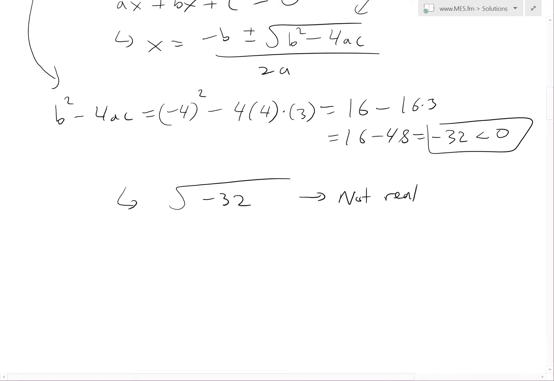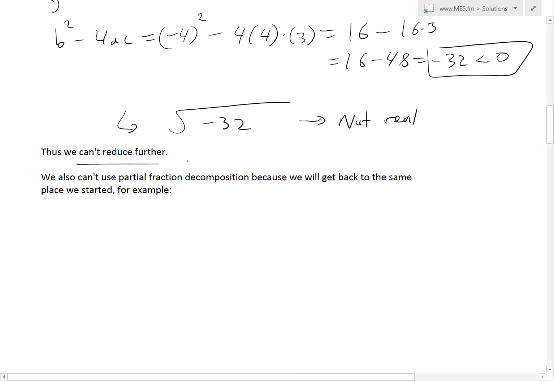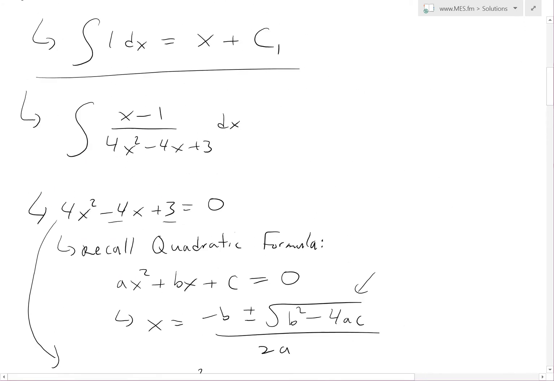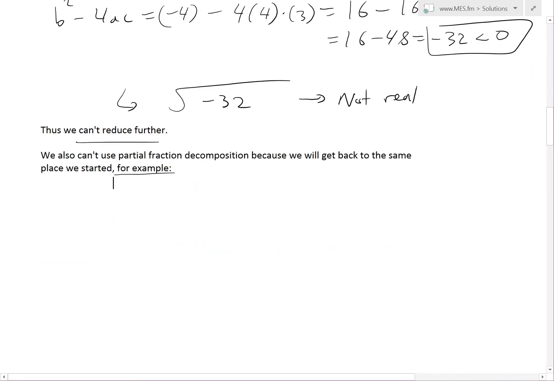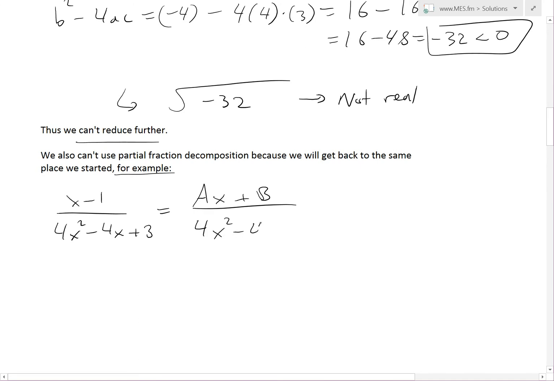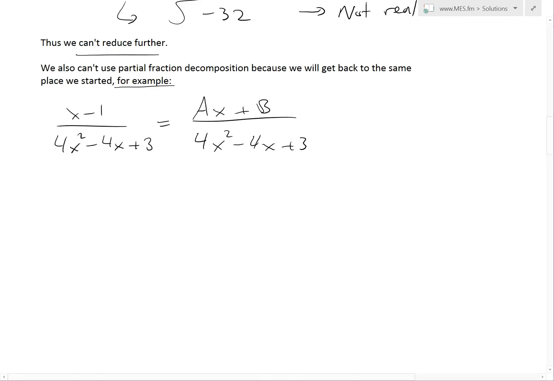These are imaginary numbers. So thus we can't reduce this further, and we also can't use partial fraction decomposition because we will get back to the same place we started. For example, let's look at what we have here, x minus 1 divided by 4x squared minus 4x plus 3. This is not reducible, so if we were to write this as ax plus b, all divided by 4x squared minus 4x plus 3.